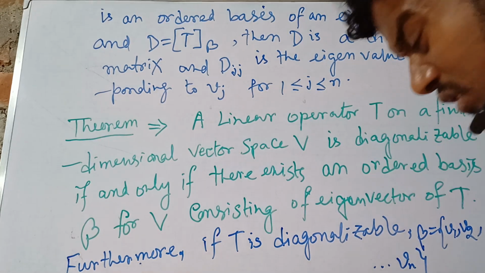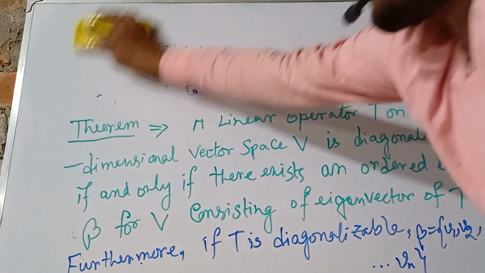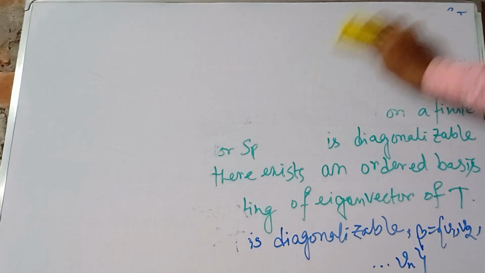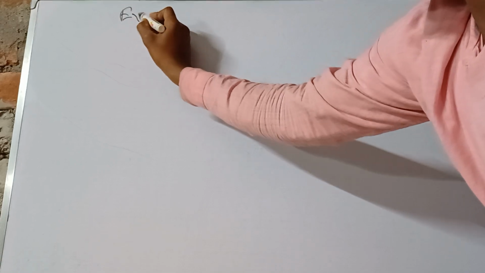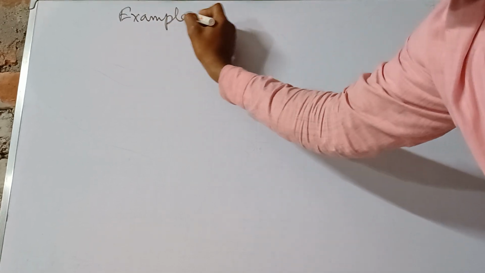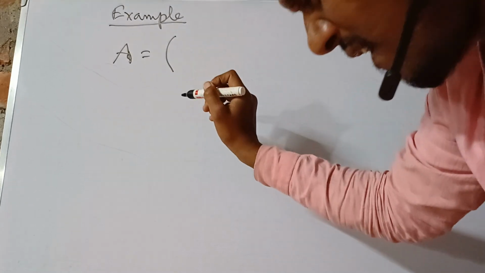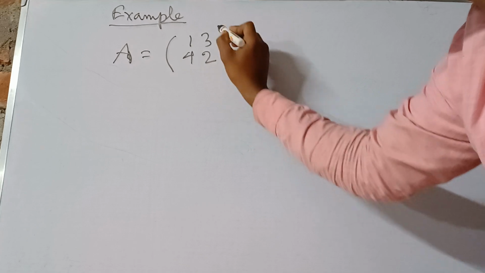So in this way we also discuss one example. We erase all this portion and go to an example of that. We discuss one example related to that problem. Now we write: A equals 1 3 4 2, just a 2 cross 2 matrix.